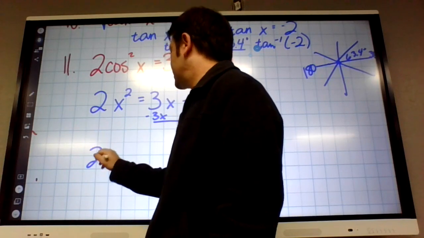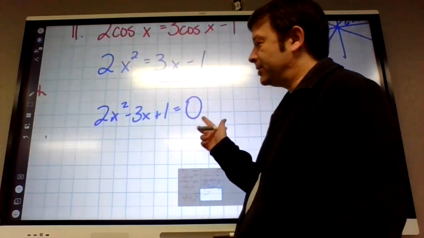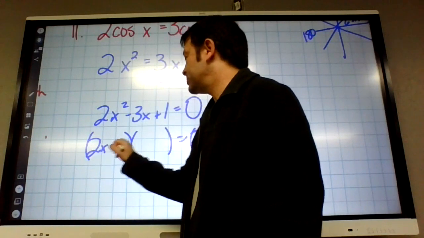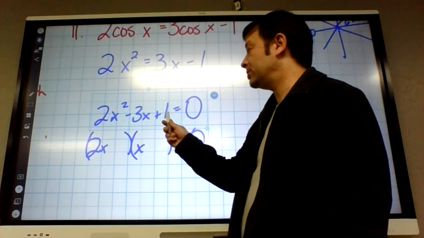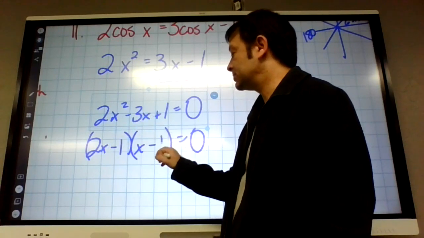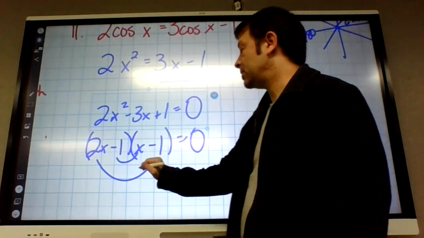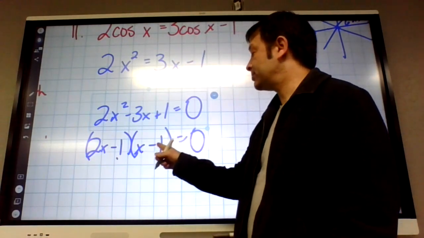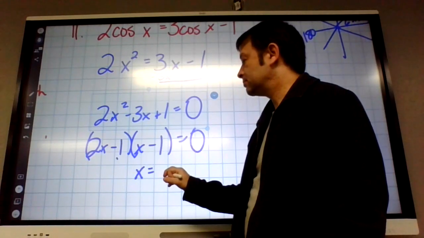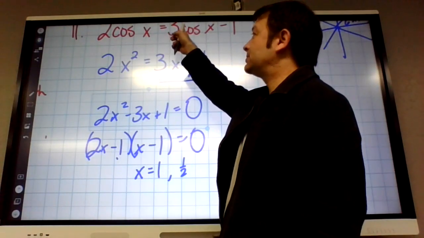So we're gonna have 2x squared minus 3x plus 1. Factor it, you could use the quadratic formula, but it shouldn't be too hard to factor. 2x times x, what goes into 1? 1 and 1, or -1 and -1, since we need the negatives. The outside and inside should add up to that. Okay, so what values of x make this equal to 0? 1/2. Okay, so that means x actually stands for cosine of x.